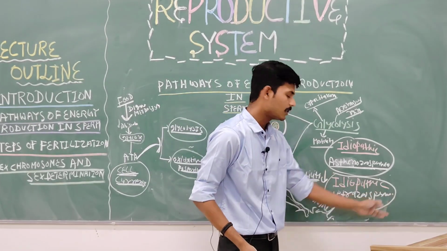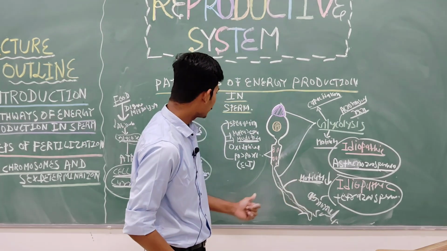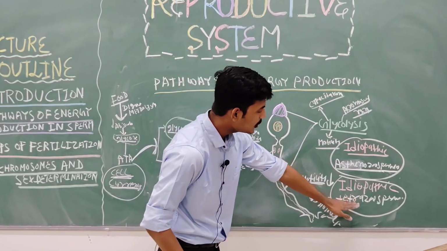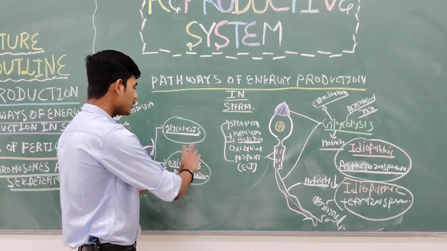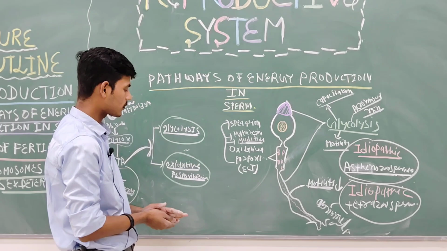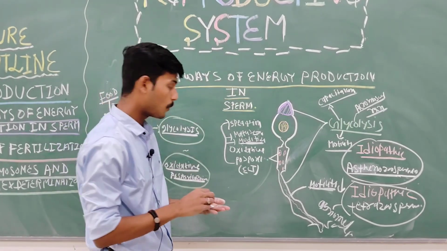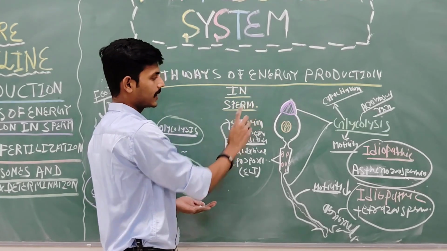Previously it was thought to be a disease of unknown origin, but now it is seen that this idiopathic teratozoospermia is related with the errors in these two biochemical cycles, glycolysis and oxidative phosphorylation. Now you are understanding why I am emphasizing more on these energy production cycles in the sperm.